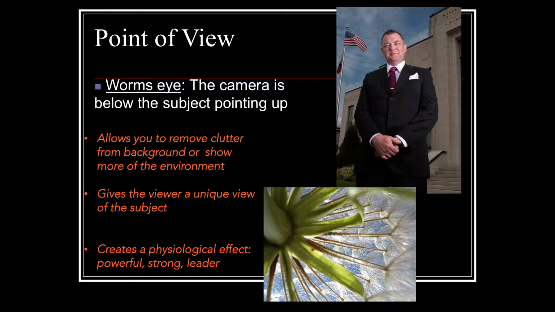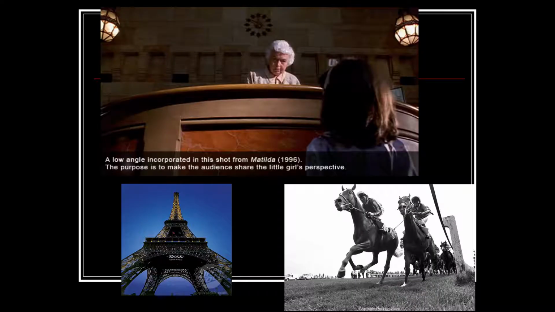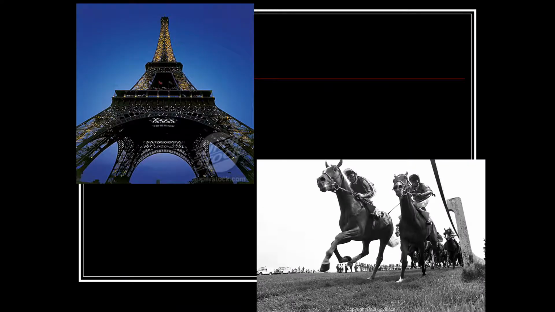And then again, the last thing that this point of view does is the opposite of bird's eye. Worm's eye creates a feeling that your subject is strong and powerful, like they're a leader. And again, here's Matilda, shot from a low angle, and the judge there is looking down on her, and it makes the audience kind of see it from the girl's perspective and also see how frightening it could be, where the woman looks strong. Here's a couple other examples of just different points of view, the low point of view, and how it can really create a unique effect.